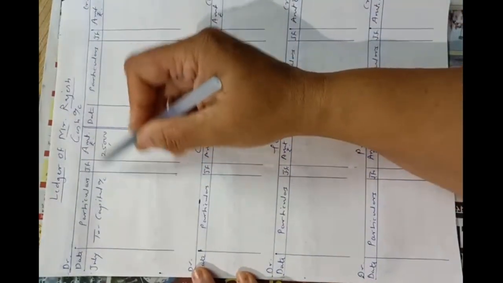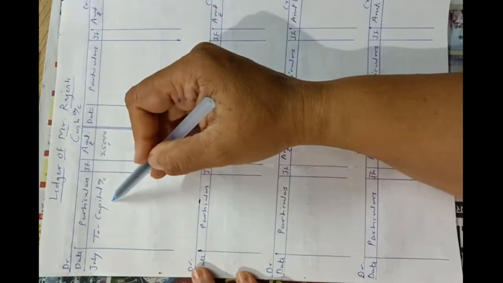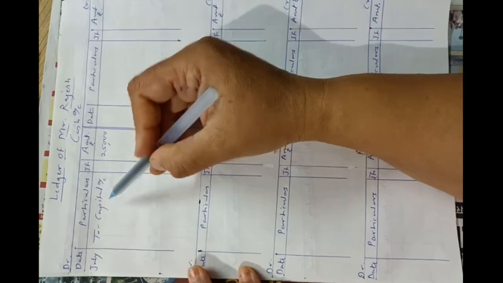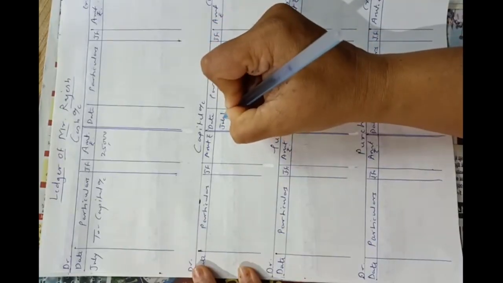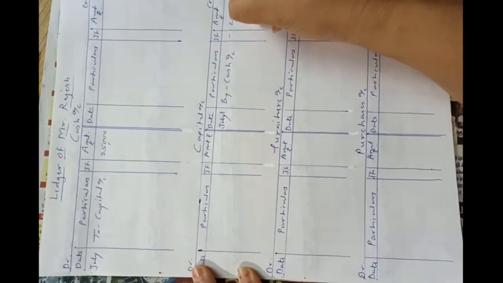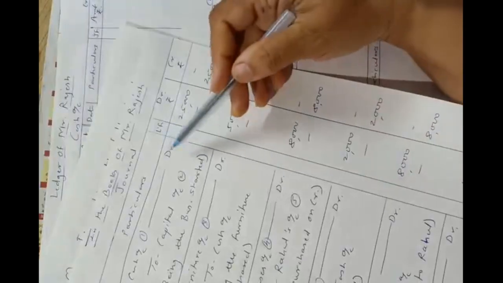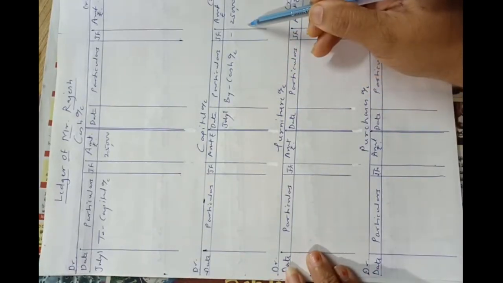Okay, now the second posting. Every entry has two postings here because two accounts are involved. Debit side of cash account we have to write to capital account, and now we have to write credit side of capital account by cash account. July 1st, by cash account, 25,000. The journal entry was cash account debit to capital account. So debit side of cash account we have to write to capital account, and credit side of capital account we have to write by cash account.